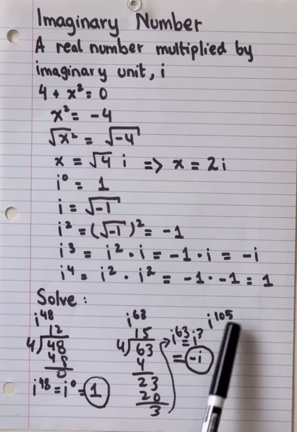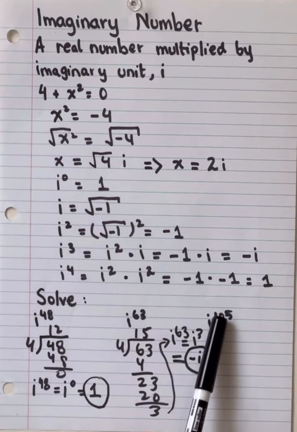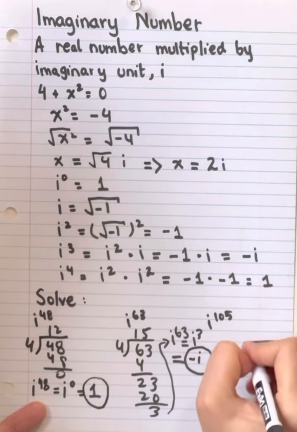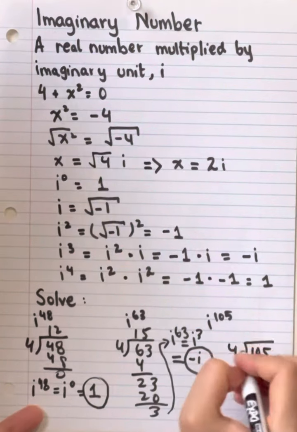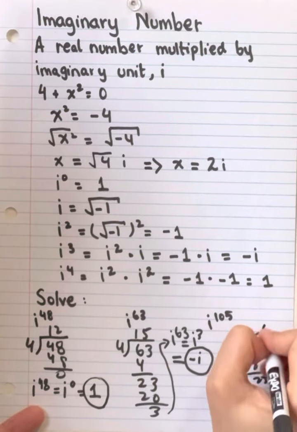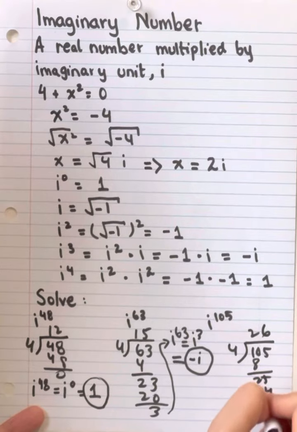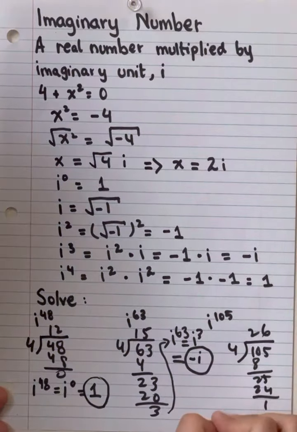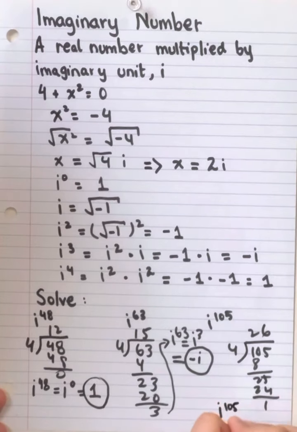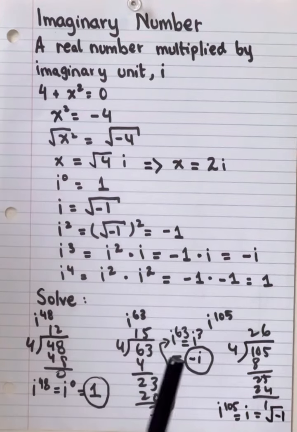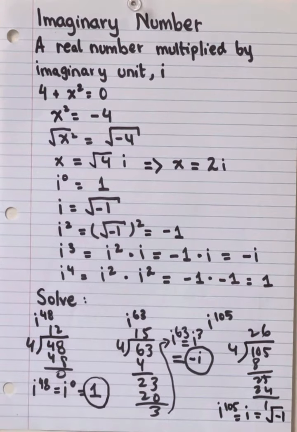Now solve for i to the power of 105. What we do is divide 105 by 4. So 4 times 2 is 8, 25. 4 times 6 is 24, 1. Now we can see our remainder is 1. So i to the power of 105 is the same as i to the power of 1, which is equal to the square root of -1, right here.